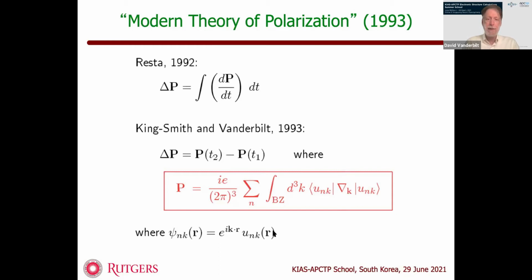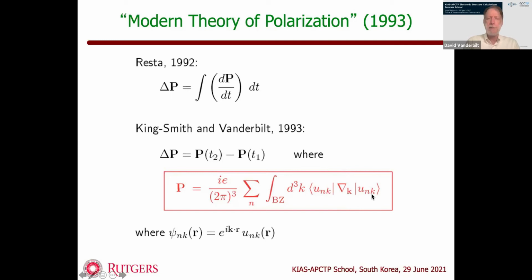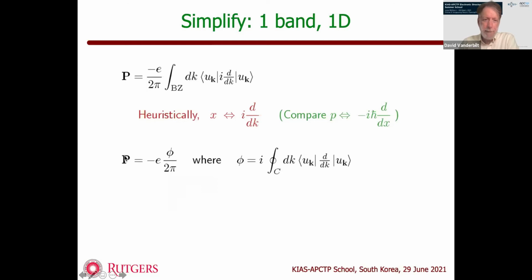So it's an unfamiliar formula. It looks kind of like an expectation value, but this ∂/∂k is not really an operator. It's really a derivative with respect to a label of the wave function, which is an unfamiliar kind of expression. And as we'll see, it also introduces a quantum of uncertainty in the polarization that's associated with this. So again, heuristically, what I've done is to replace the coordinate operator by i times the derivative with respect to wave vector. And when I do that, I can write the polarization.